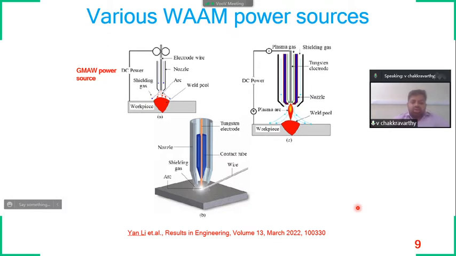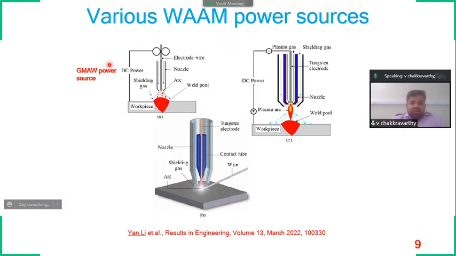Okay, so here we can notice that the wire itself acts like an electrode. The wire will be fed into the welding torch, and it will be directly melted and deposited over a substrate. Okay, workpiece in the sense we mean it as a substrate. Over the substrate, this wire will be melted and get deposited. Okay, these are the most commonly used power sources so far.